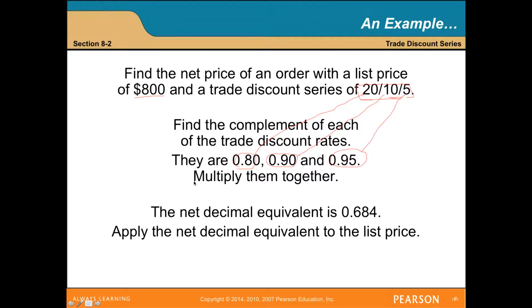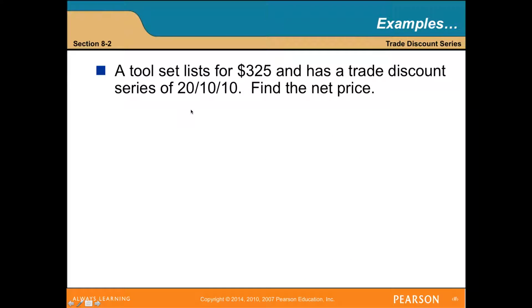Apply the net decimal equivalent to the list price. So then here you have the net decimal equivalent times the list price, which gives you $547.20 as the net price. And here's an example of this. A tool set lists for $325 and has a trade discount series of 20%, 10%, and then 10%.